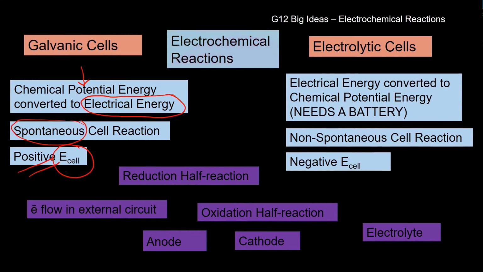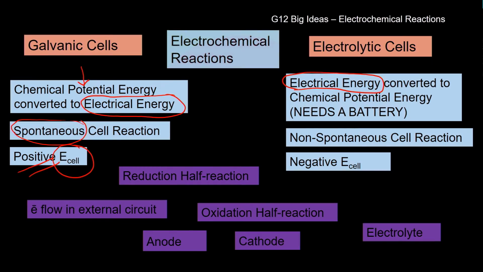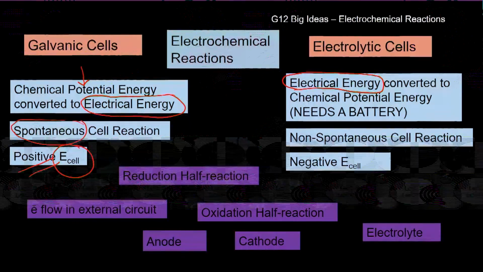With the electrolytic cell, it is different. The source of energy has to come from outside the internal circuits of the chemical reaction. It has to be a battery that is put onto the external circuit. And so this is the other way around. The electrolytic cell is the conversion of electrical energy from that battery into chemical potential energy.